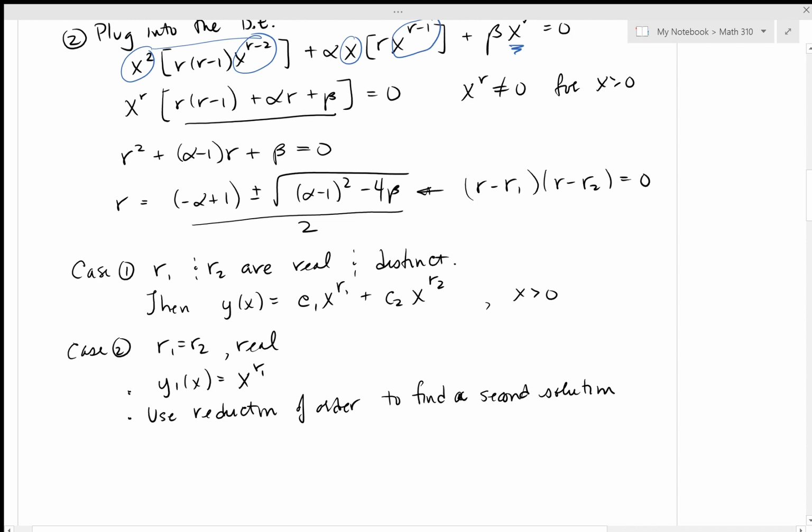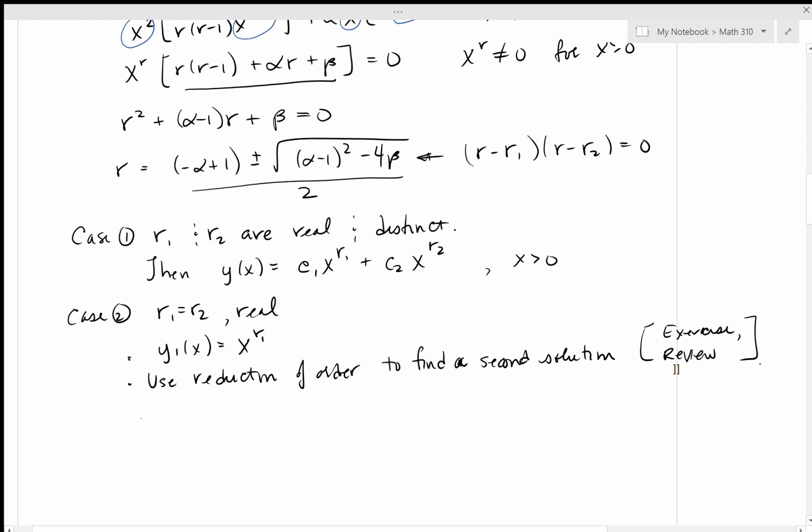Okay, do this as an exercise. This has nothing to do with the series solutions. From before, we've had the situation where we're given one solution to the differential equation and we could find a second one. So use reduction of order to do that. Do it as an exercise, sort of for a review. When you do that, you will get that second solution, and it will be this.